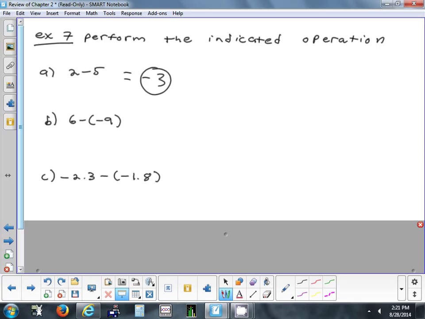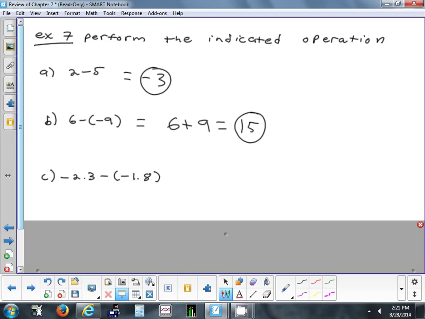Now, Mr. Roy mentioned something. What happens when you have minus a minus? We did this earlier, it becomes addition. So what does this problem become? Addition. 6 plus 9, which gives us how much? 15.